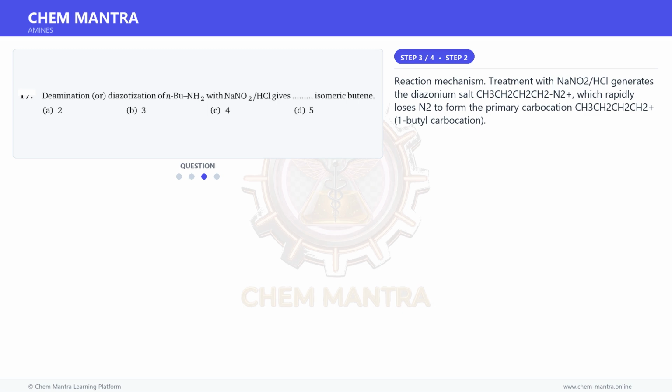Moving on to the next step. Reaction mechanism. Treatment with NaNO2/HCl generates the diazonium salt CH3CH2CH2CH2N2+, which rapidly loses N2 to form the primary carbocation CH3CH2CH2CH2+, the 1-butyl carbocation.